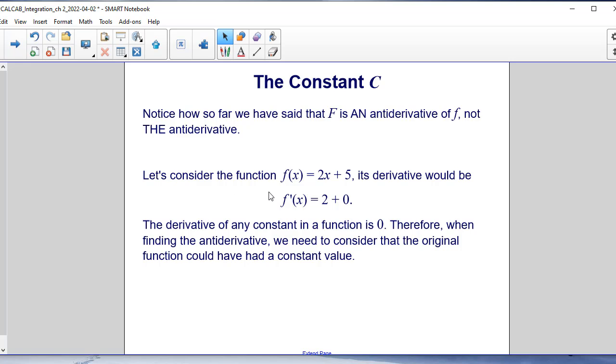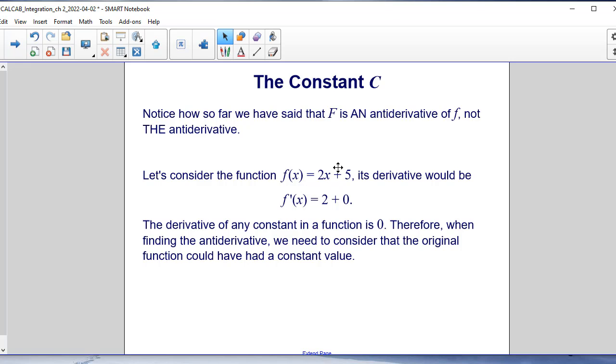Let's consider the function f of x is equal to 2x plus 5. Its derivative would be f prime of x is equal to 2 plus 0. The derivative of any constant in a function is always 0. Therefore, when finding the antiderivative, we need to consider that the original function could have had a constant value.